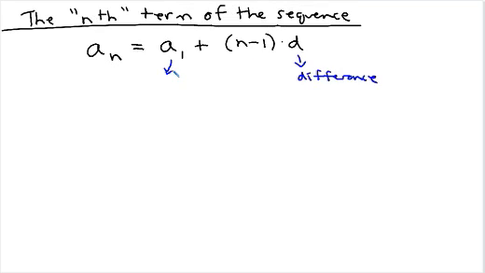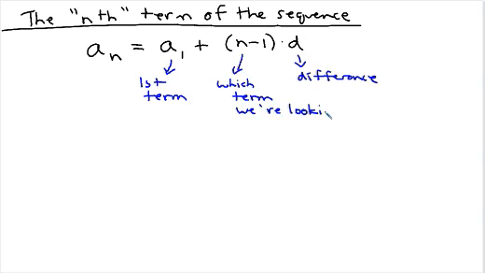This one is the first term. So we put the first term right there. And this is which term we're looking for. So if we're looking for the 37th term, we would put a 37 there.